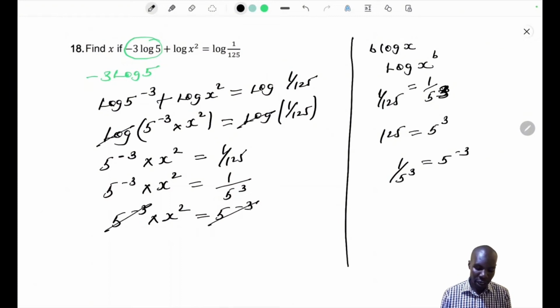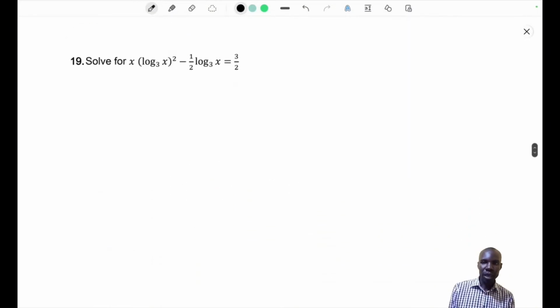So this will cancel out and you'll be left with x squared equals 1. So x alone is the square root of 1. x is equal to plus 1 or x is equal to minus 1. Number 19.